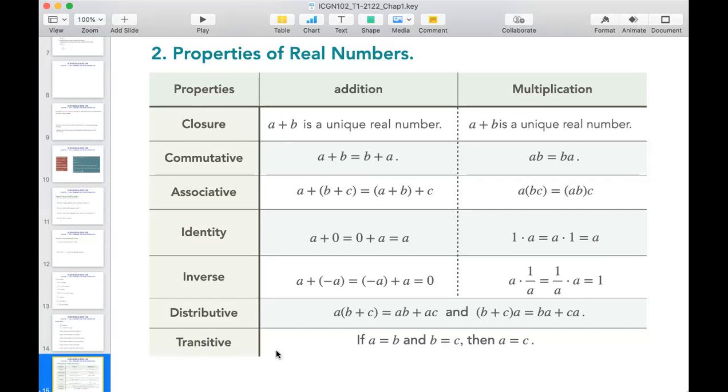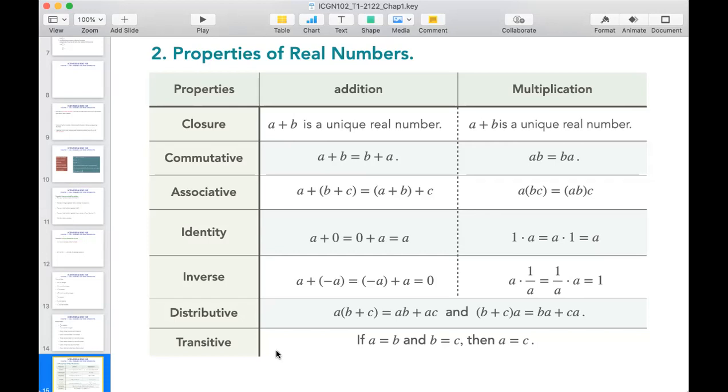Or the other way around, if you have the term (y plus 1) times 4, distributive property, this is backward. You get 4y plus 1 times 4. You get 4y plus 4. Right? This is what we call the distributive property.